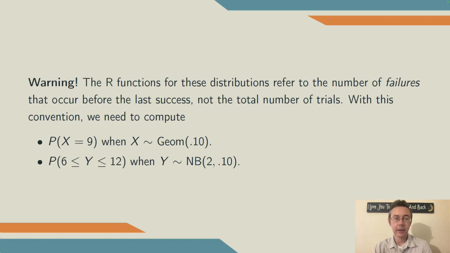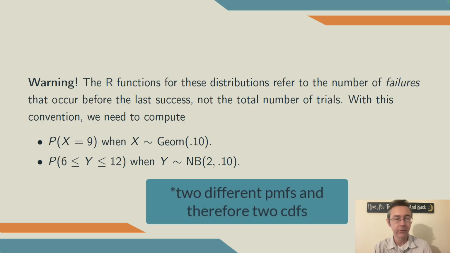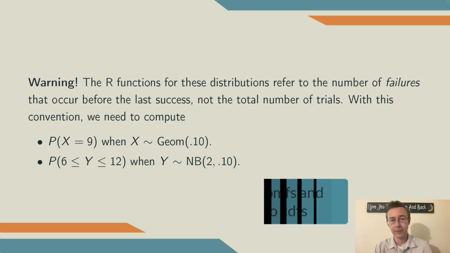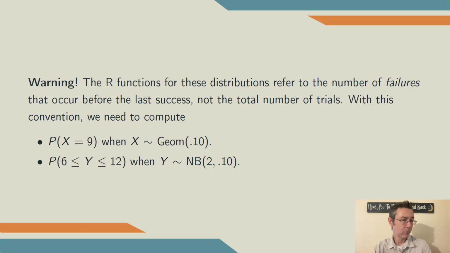Now, you have to be really careful when dealing with the negative binomial and geometric distributions because they're two different PDFs and therefore two different PMFs, so you have to be aware of them. Typically, when I'm talking about these distributions, I'm talking about the total number of trials needed. When you're using R, it's referring to the total number of failures that occur before the last success. Now, it's not too hard to translate back and forth between the two because the total number of trials is the number of failures plus the number of successes, but you definitely have to keep an eye out for which one you're talking about and translate back and forth as needed.